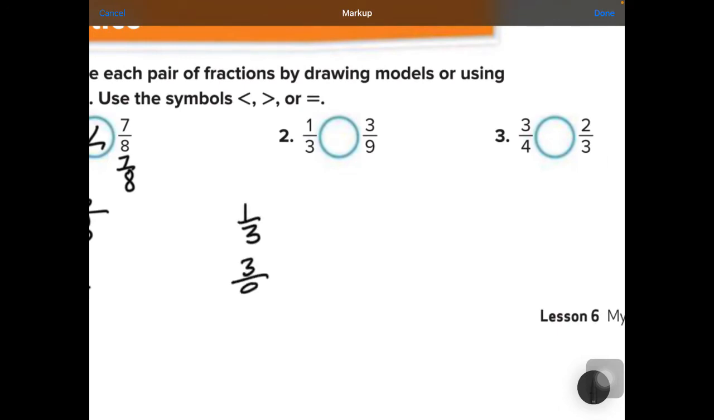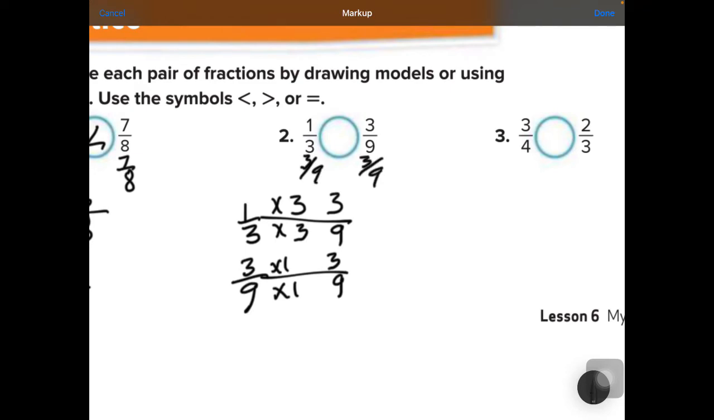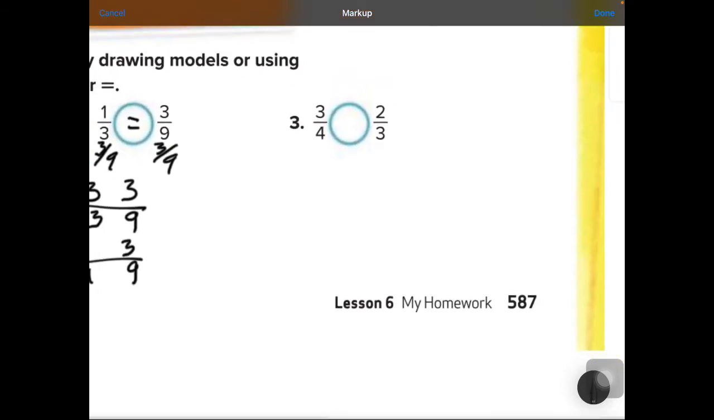Number 2, we need to stack them again. 1/3 and 3/9. What number do both 3 and 9 go into? You are correct. They both go into 9. Times 1. 3 will go into 9 3 times. Whatever we multiply the bottom, we need to multiply the top. Look at that. They are equivalent.